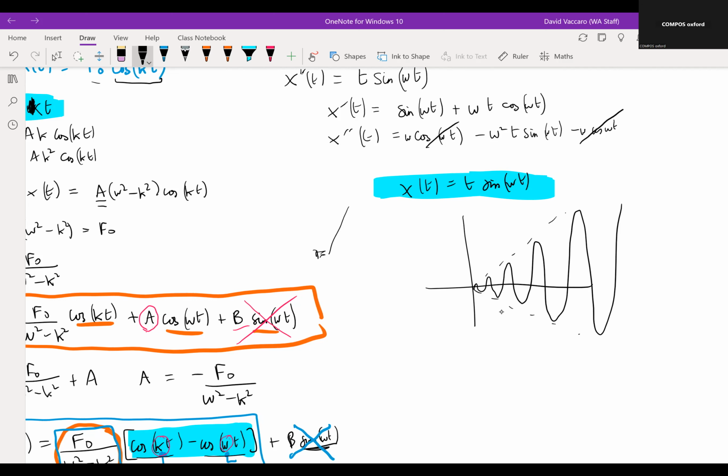Does anyone have any questions about that, the undamped forced oscillator? If not, put a thumbs up in the chat.